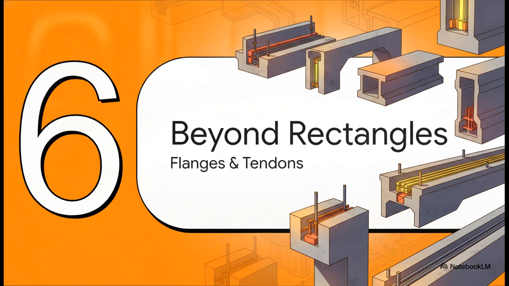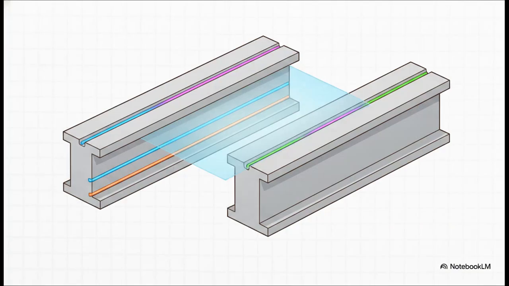Before we wrap this up, let's briefly look beyond rectangular sections. We need to talk about flanges and unbonded tendons. It's vital to recognize that these exact same principles apply to more complex shapes. The code provides specific adaptations for flanged bridge sections, like I-beams and T-beams, and for post-tension slabs. It's pretty straightforward. If the neutral axis stays in the flange, you just treat it like a wide rectangle.